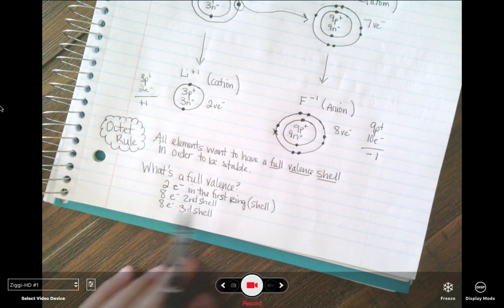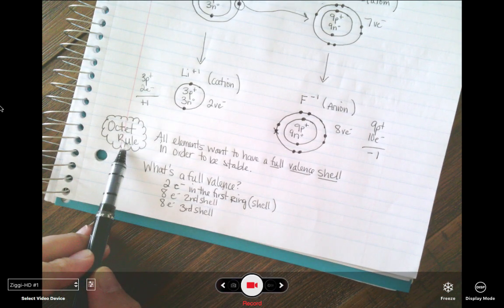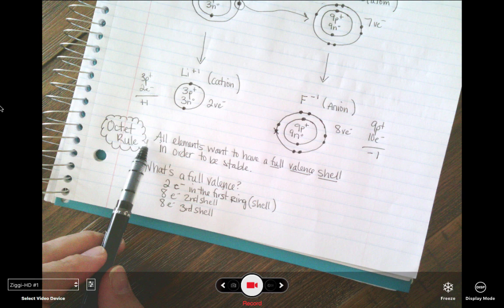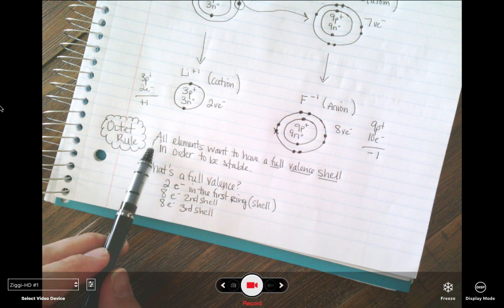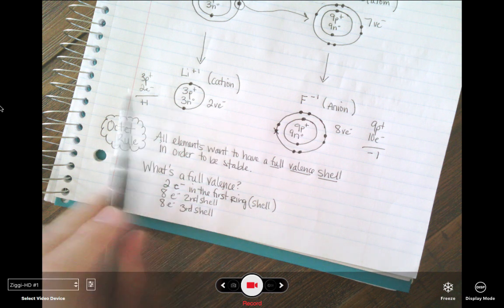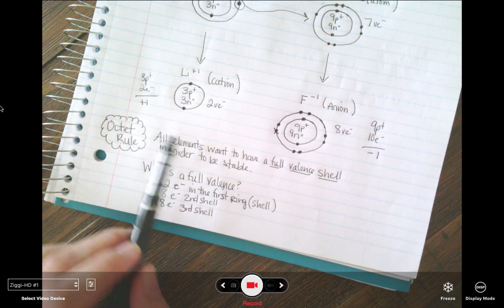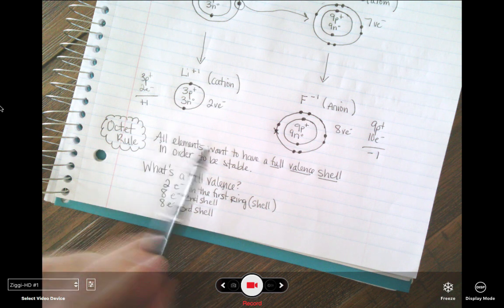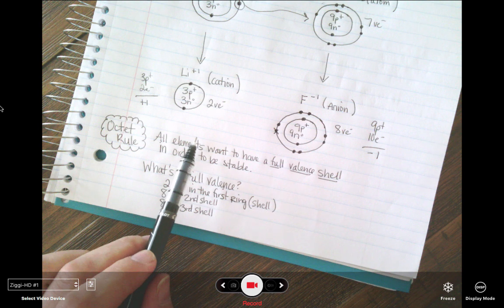So why do they do this? To complete what's called the octet rule. All elements want to have a full valence shell, and if they don't have a full valence shell, they're unstable. So they trade electrons with each other to gain stability. And when they trade electrons with each other, they form bonds.